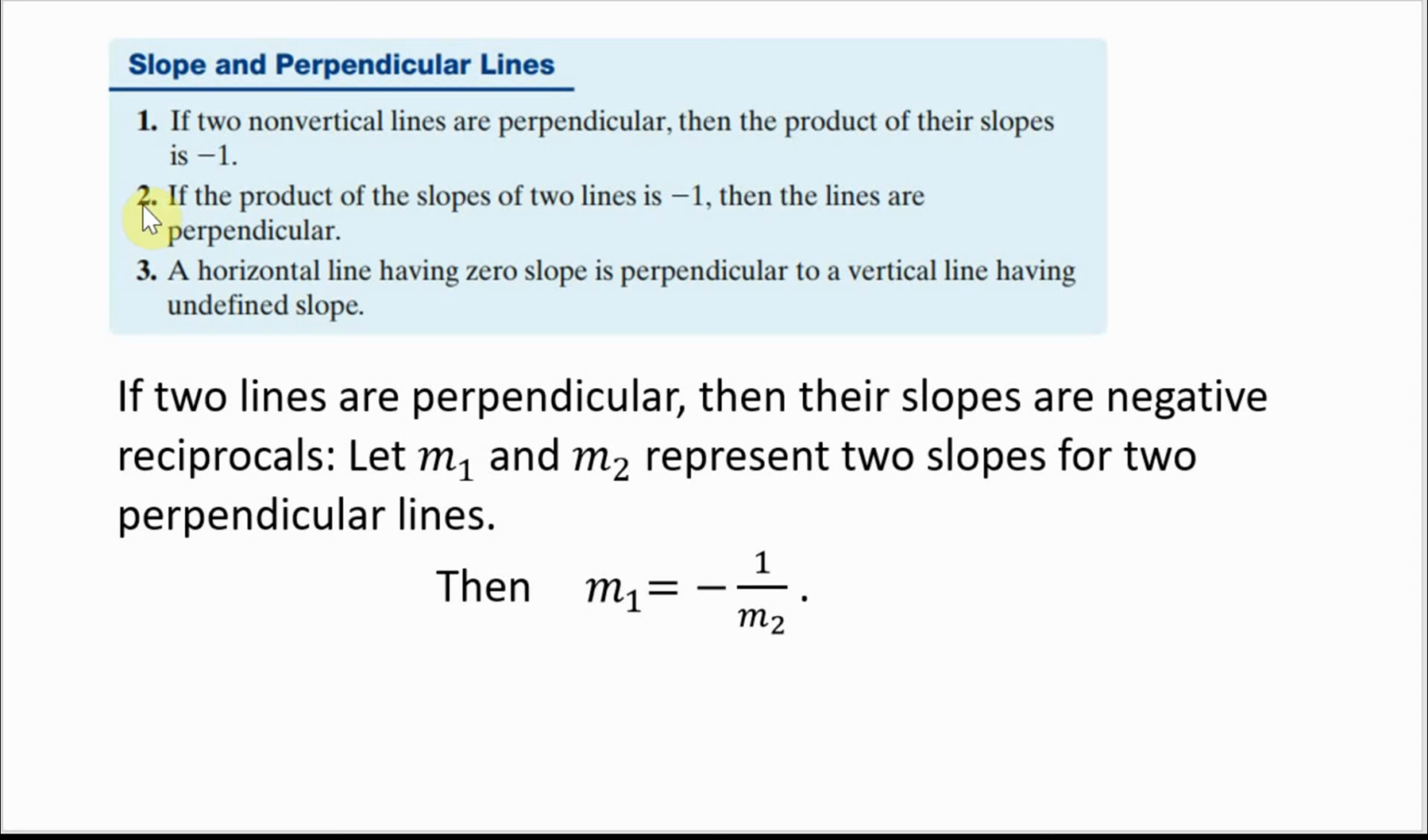So that's what number 1 says. And this statement here at the bottom is the one that I hang my hat on. All I know about parallel lines is that they have the same slope, and all I know about perpendicular lines is that their slopes are negative reciprocals of each other. That's it. Then we go home.